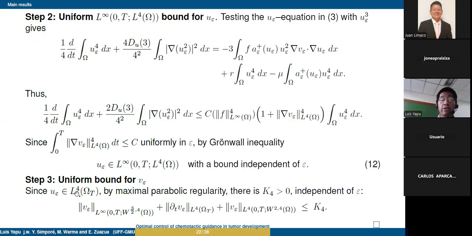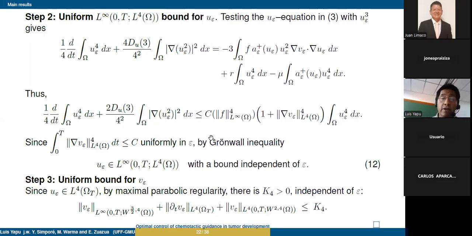And once we have that u epsilon is in L infinity L4, in particular in L4 in time and space, maximal parabolic regularity allows us to find, from the equation of V, this estimate for V, independent of epsilon. So we have shown that our estimations are independent of epsilon. I won't give more details on the proofs.